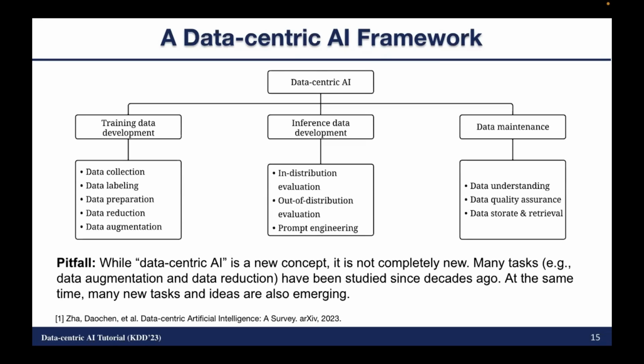And also, we have built up a model, but we would like to see how it performs through engineering our data by eliminating possible noise, eliminating outliers and so on. That's why we have to have effective inference data development, including in-distribution and out-of-distribution evaluation, as well as prompt engineering. And at the end, we would like to discuss how we're going to ensure effective data maintenance, including data understanding, quality assurance, and storage and retrieval.